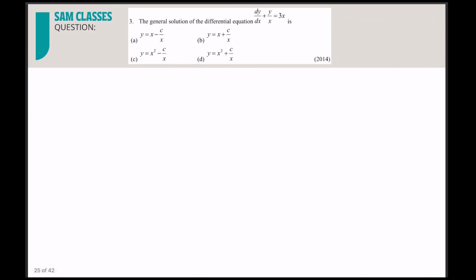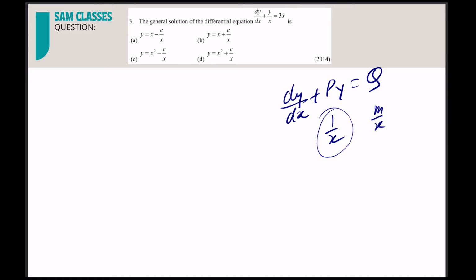Now coming to the next, the general solution of this differential equation. If you see, it is shouting that it is arranged in the form of a linear differential equation, so it is basically dy by dx plus py is equal to q. What is my p? 1 by x. I already told you, whenever we have m by x, what is the integrating factor? Understand this trick: integrating factor is e to the integration of p dx, so e to the integration of 1 by x dx. And what is the integration of 1 by x dx?